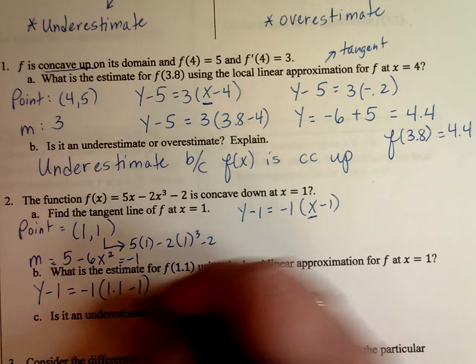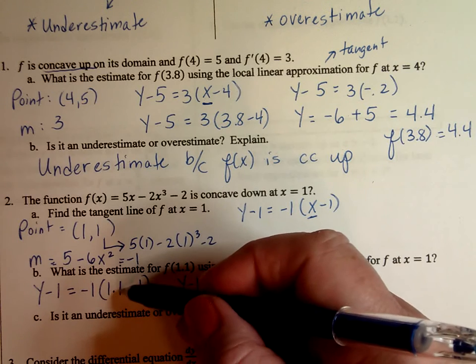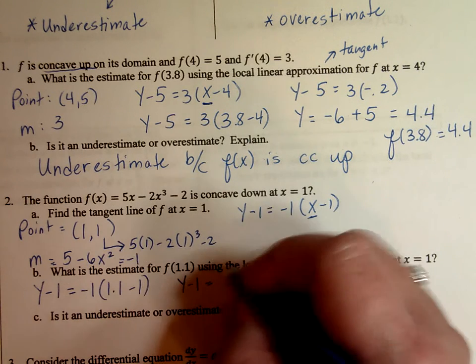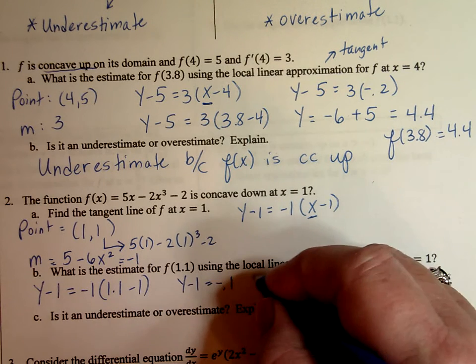Y minus 1 equals, if I take 1.1 minus 1, I get 0.1. 0.1 times negative 1 is a negative 0.1. Swing the other 1 over, again, lots of 1s, I get 0.9.